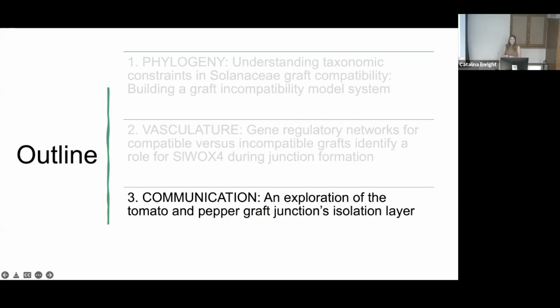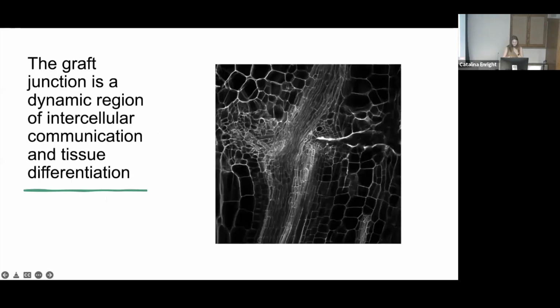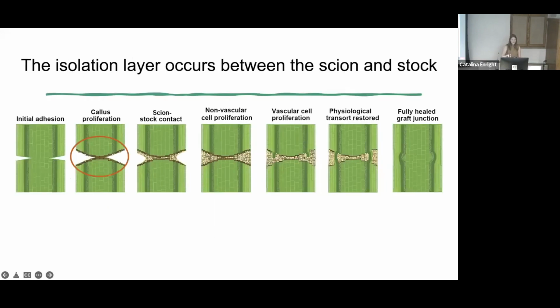And lastly, I'm going to talk to you about communication. This is an exploration of tomato pepper's graft junction isolation layer. The graft junction has kept me up at night for 5 years. And that is not because I dislike it, but because it is a very interesting anatomical feature with dynamic intercellular communication and tissue differentiation.